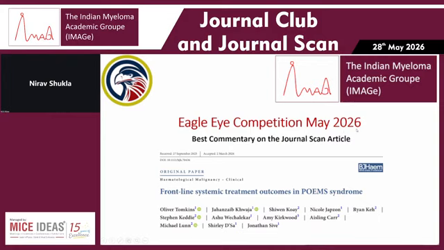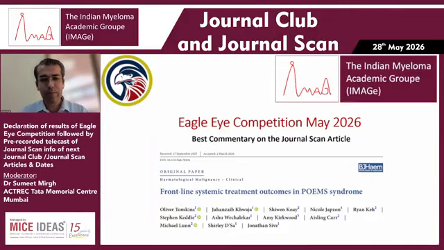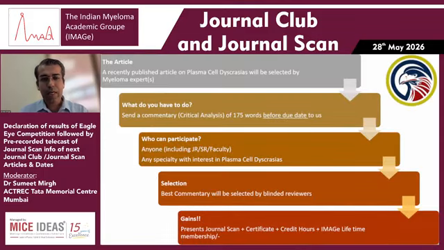So the Eagle Eye article for this month was Frontline Systemic Treatment Outcomes in POEMS Syndrome, published early this year. Just to review the process for those who are new to this, a recently published article on plasma cell neoplasm is selected. We invite a commentary of 175 words before a deadline. Anyone, irrespective of designation, with an interest can send a commentary. The best commentary is selected by a team of blinded reviewers, and the winner gets a chance to present the journal scan as well as a certificate, credit hours, and IMAGE lifetime membership.